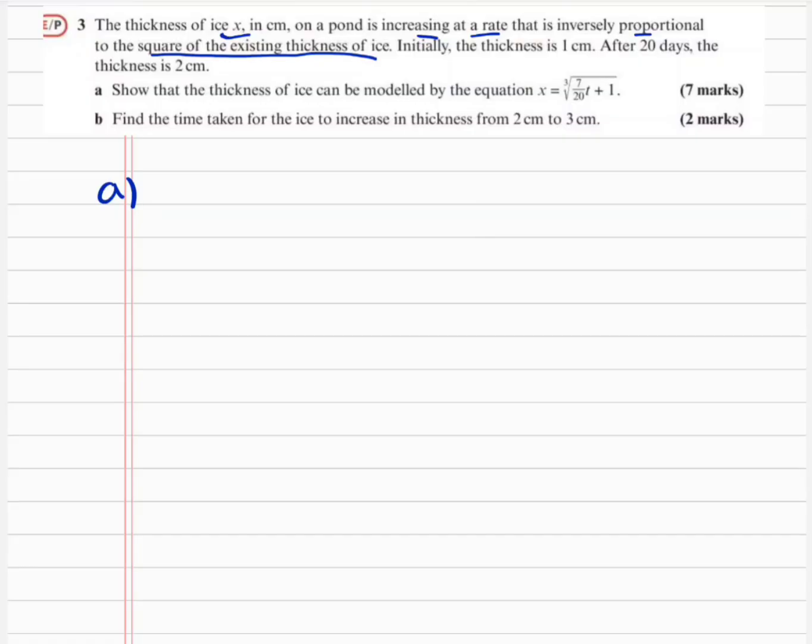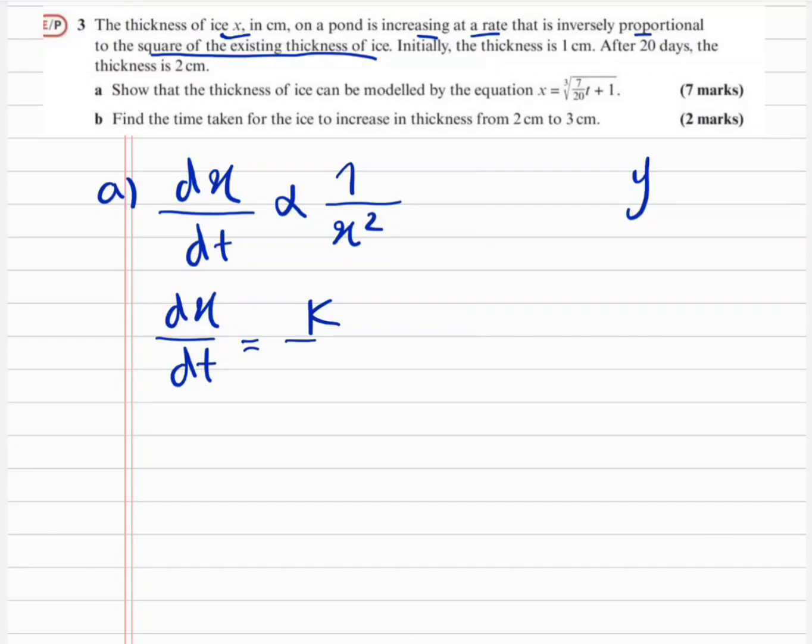Remember that this question is about the rate of change of the thickness of the ice. So that means we have dx by dt, the rate of change of the thickness of ice, is proportional to, because the question says this is inversely proportional to the square of the existing thickness, so we'll have this equation where k is a constant. So dx by dt is equal to k over x squared.